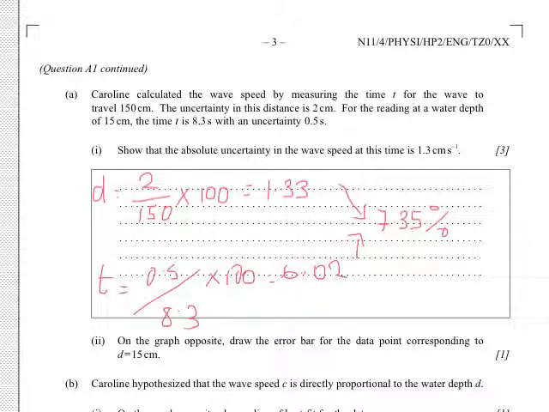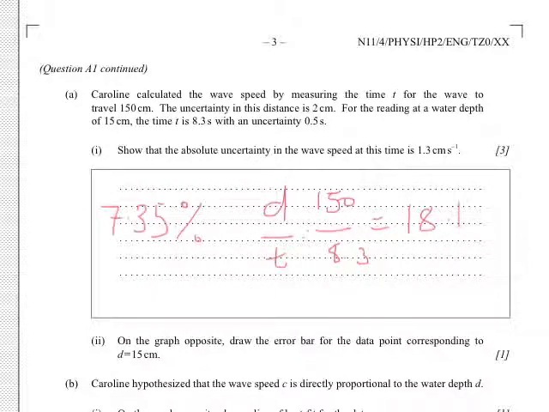First, we have percentage uncertainty of distance: 2 centimeters over 150 times 100 gives us 1.33. We do the same with time: 0.5 over 8.3 times 100, 6.02. We will be dividing distance over time, so we need to add these two percentage uncertainties. It gives us a total of 7.35. The actual speed will be 150 divided by 8.3. So the speed of the wave will be 18.1.